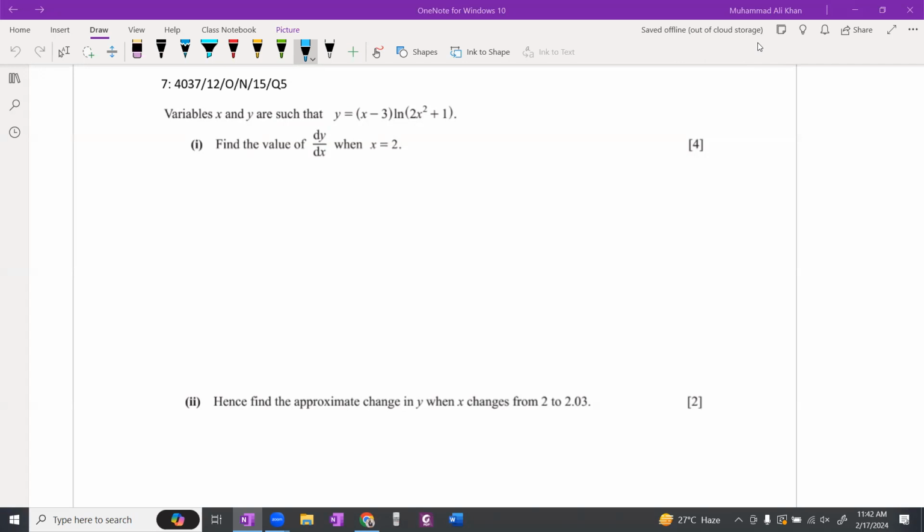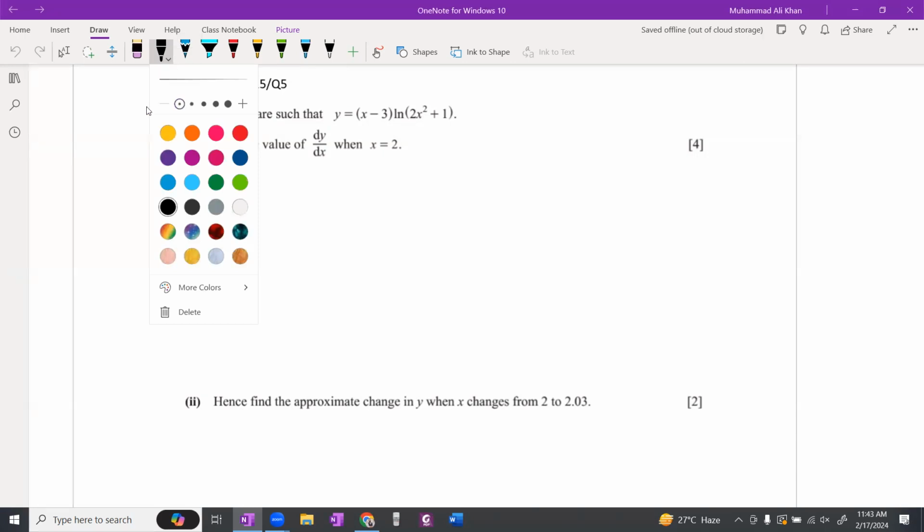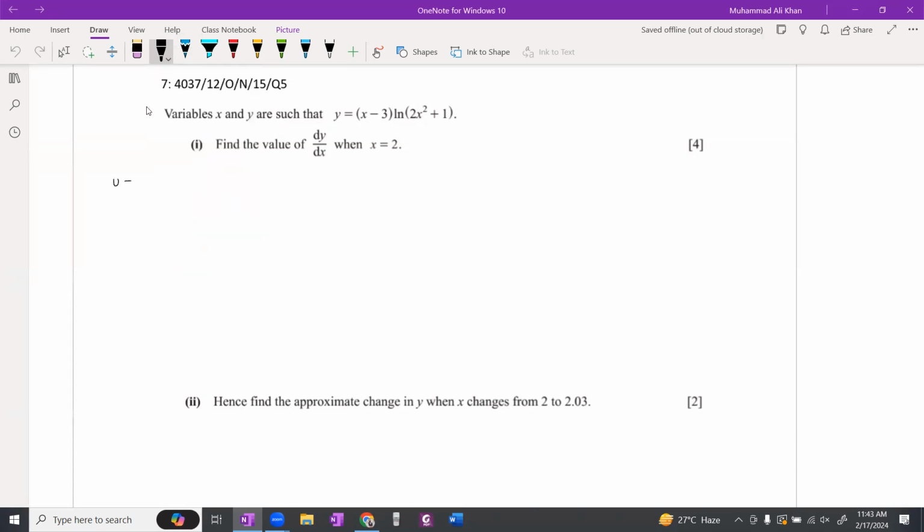Now, look at this. We will apply the u into v formula. So in this, what is u? U is x minus 3. And what is v? V is ln of 2x squared plus 1. U dash is 1. V dash is 2x squared plus 1, and on top, what will remain? 4x.